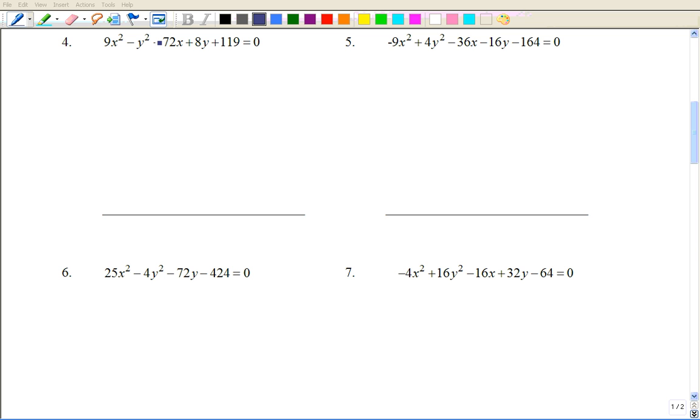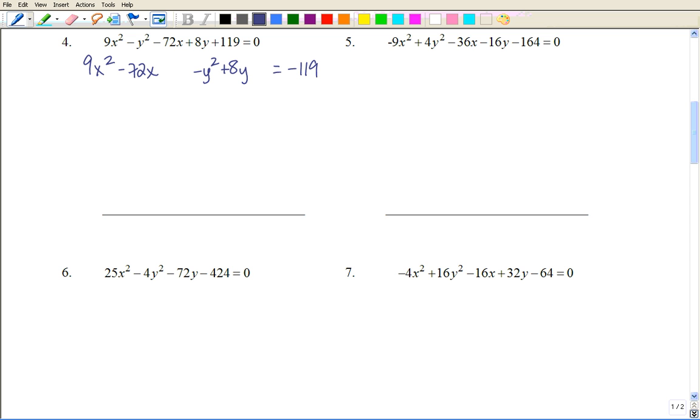We're going to be completing the square just like we've done on all the other conics. So we're going to start out by putting the x terms together, the y terms together, and then moving the constant over to the other side. So we have 9x squared minus 72x, then minus y squared plus 8y, and subtract over the 119, so we have negative 119. But before we complete the square, we have to take out the GCF for each variable, so that way what's left over is just 1.